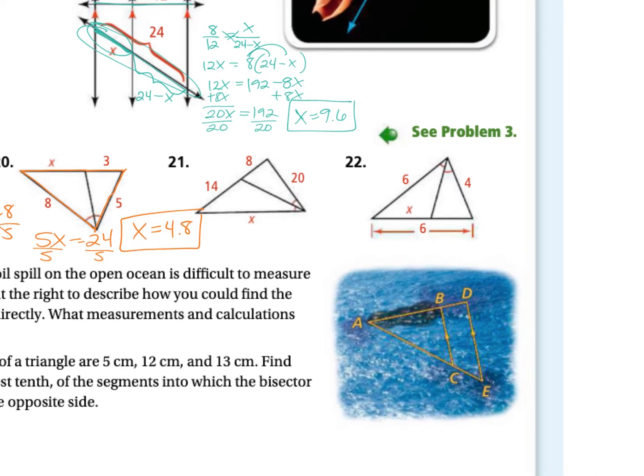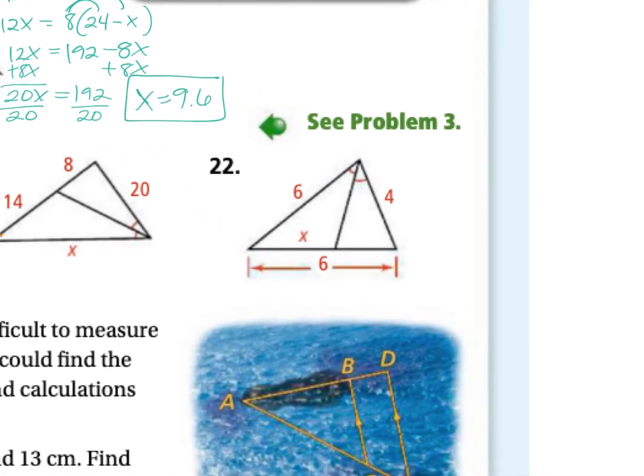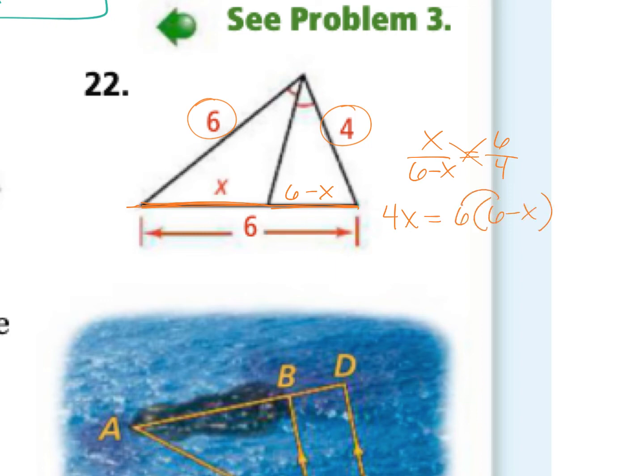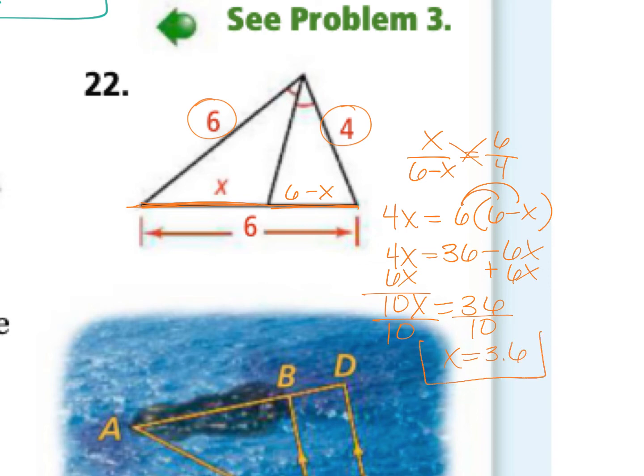Okay, and then I'm also going to do 22, which was similar to 18. This one, if the whole thing is 6, then this piece of it will be 6 minus x. So we're going to say x over 6 minus x equals 6 over 4, and then cross multiply. So 4x equals 6 times 6 minus x. Distribute that. So 4x equals 36 minus 6x. We're going to add the 6x. So we get 10x equals 36. And then we're going to divide by 10. So x would be 3.6.